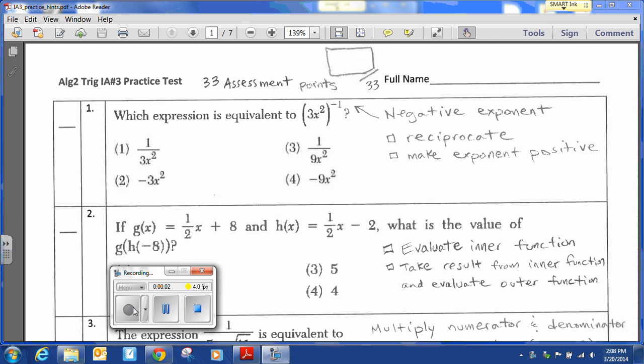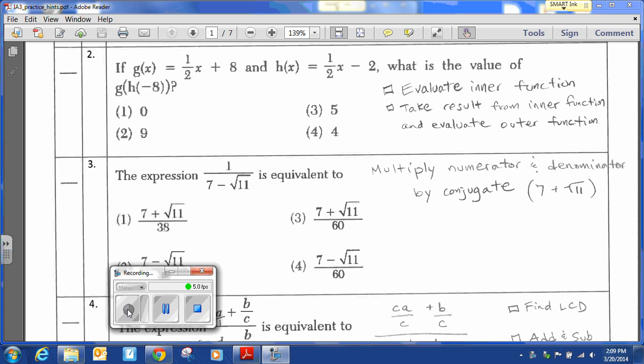Okay, this is the IA3 practice test. Number one, what you have to do is realize that this is a negative exponent, which means you need to reciprocate, make it a fraction, and then make the exponent positive.